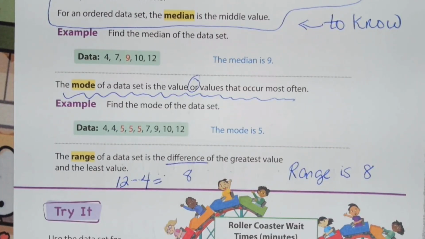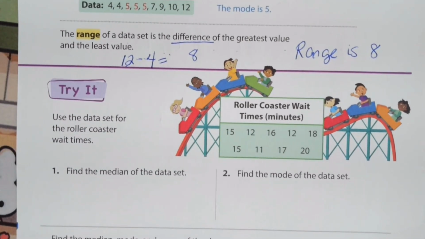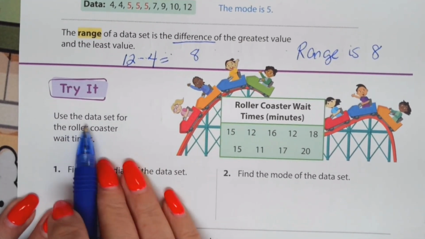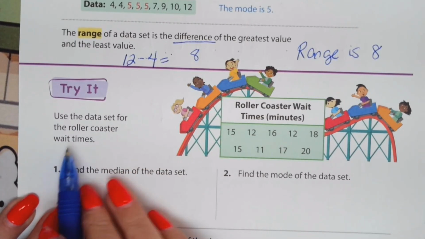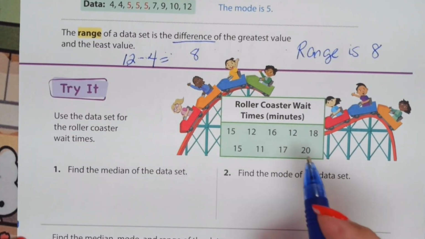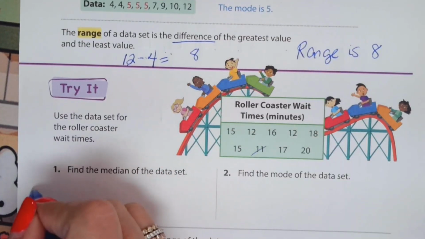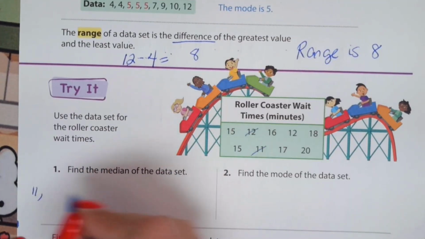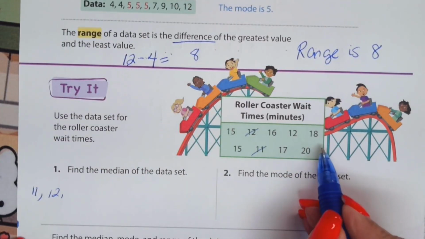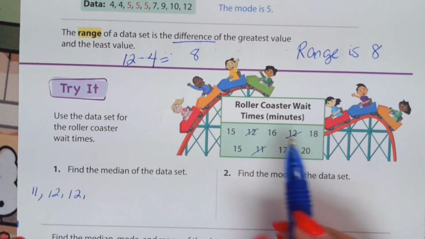I'm going to do one more example, okay? I'm going to do the try it. Use the data set for the roller coaster wait times. Find the median of the set. First thing is first, I need to arrange my times from least to greatest. That's the number one thing that we have to do. So I write 11, 12. 12 shows up twice, so make sure you write it twice.